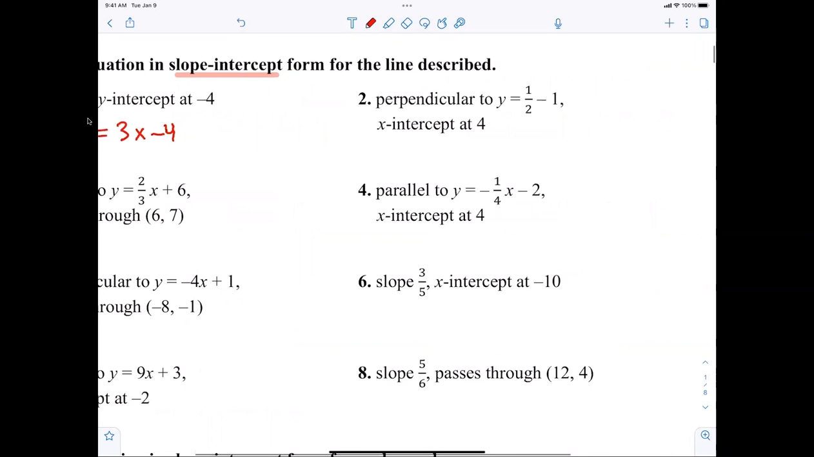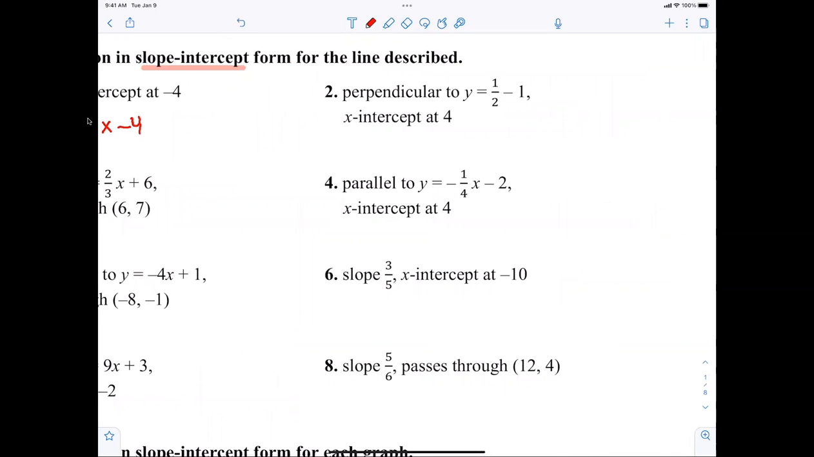Now for number 2, if we're perpendicular, what's true about the slopes? The slope of the perpendicular would be -2. And it passes through what point? 4, 0. Remember, the x-intercept means that the y value is 0. If you forgot that, that's super important. Make sure you write that. The x-intercept is y equals 0.